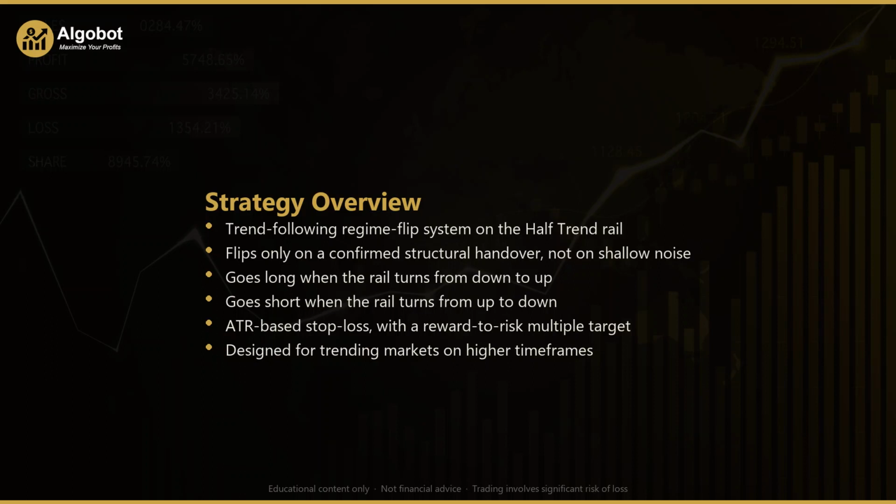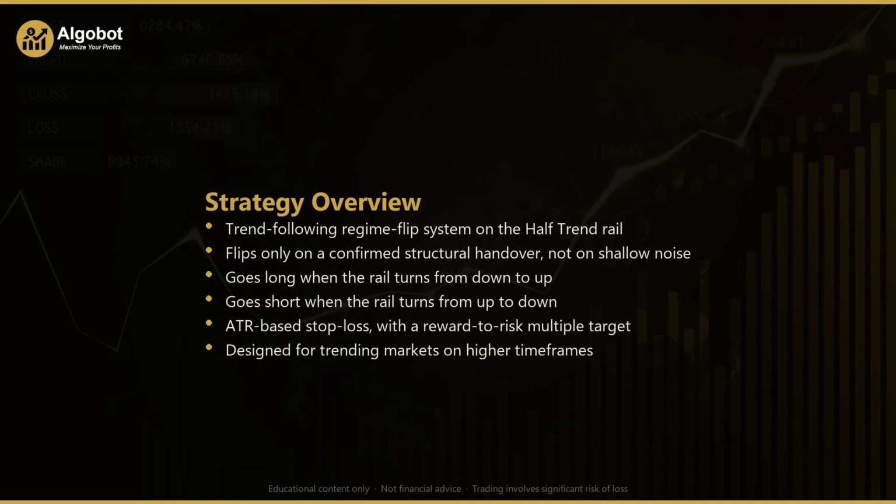It only flips its regime when the moving average of recent highs drops beneath a ratcheting anchor built from confirmed lows, or when the moving average of recent lows climbs above a ratcheting anchor built from confirmed highs. On top of that, each flip has to be confirmed by the closing price piercing the previous bar's low or high. That double gate is what makes the rail sticky.